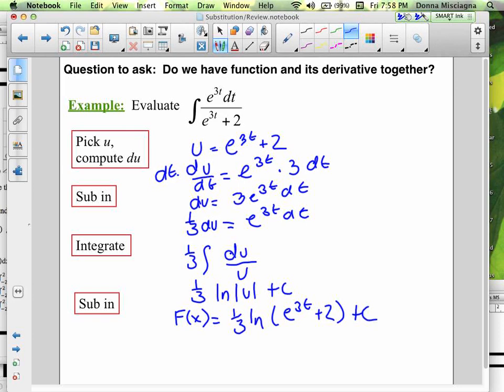If we want to check our work, we can always differentiate. So we're taking the derivative of 1/3 natural log of e to the 3t plus 2. Whenever I have natural log of blop, it's just going to be 1 over blop times the derivative of blop. So this is going to be f prime of x.